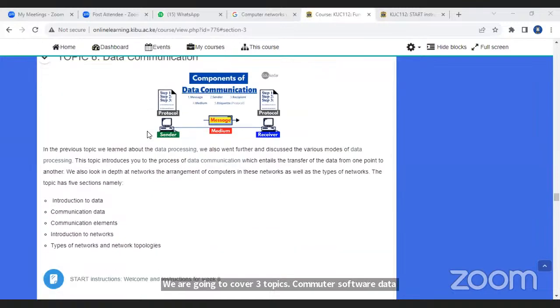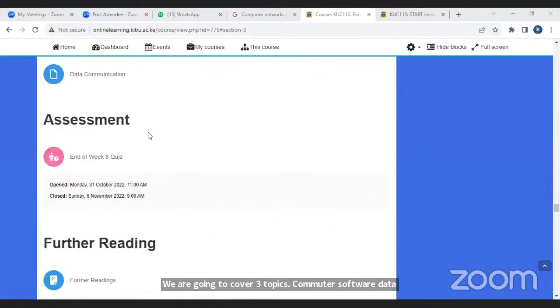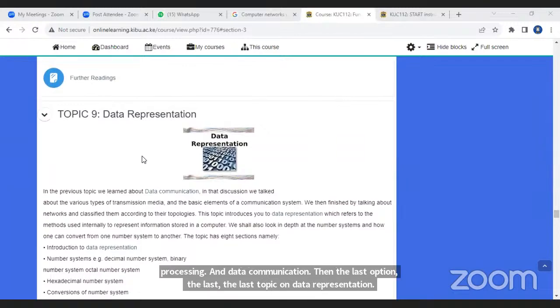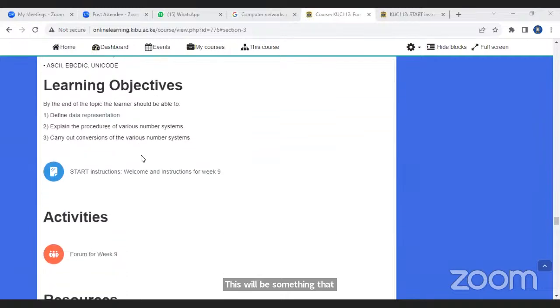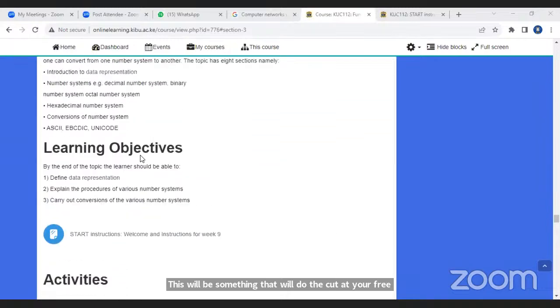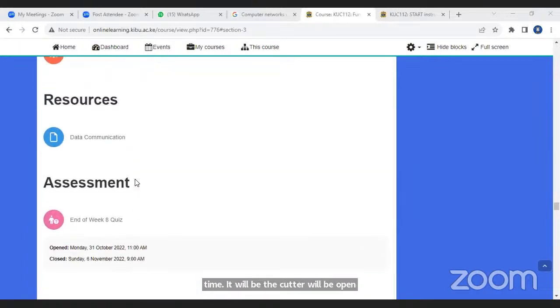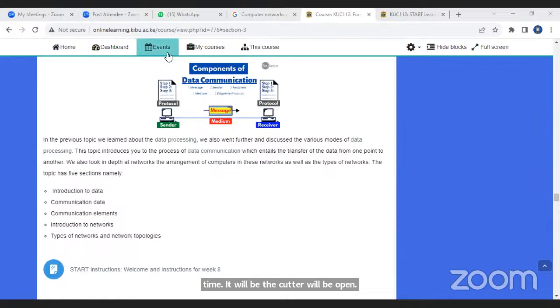Then the last topic, data representation, is something you will do the CAT on in your free time. The CAT will be open. We shall not have a restriction because it involves a lot of calculations. So that's the announcement for today.